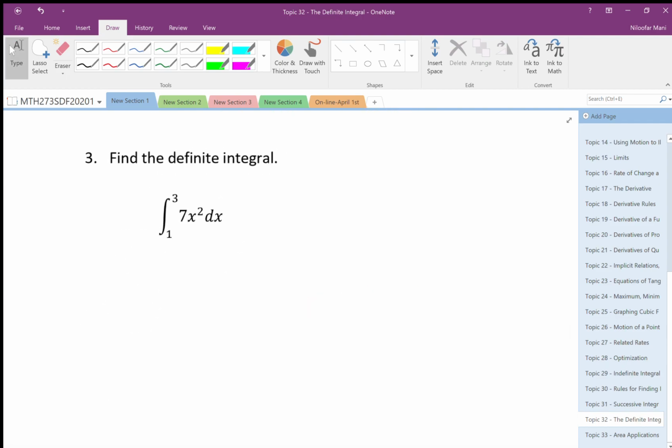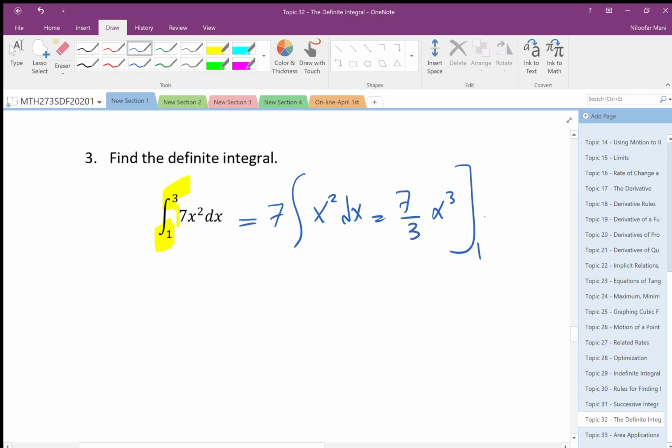How about here? Here, I forget 1 and 3. Then I do 7. Okay, 7 comes out. X squared dx, which is 7 over 3 x cubed. Right? X cubed. I don't need C. So I say, okay, from 1 to 3. Okay, so it's 7 over 3, 3 cubed minus 7 over 3, 1 cubed.